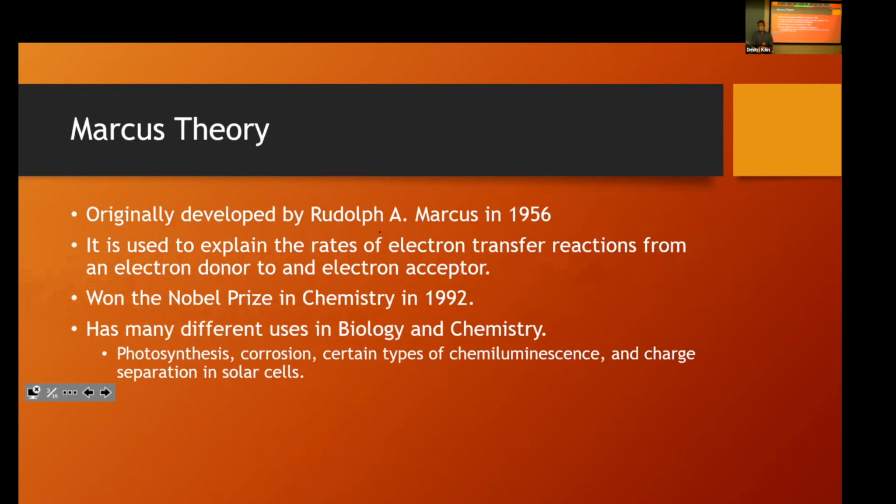The Marcus theory was originally developed by Rudolph A. Marcus in 1956. It is used to explain the rates of electron transfer reactions from an electron donor to an electron acceptor. He won the Nobel Prize in Chemistry in 1992, and it has a lot of different uses in biology and chemistry. The one I think is most profound is the charge separation in solar cells.